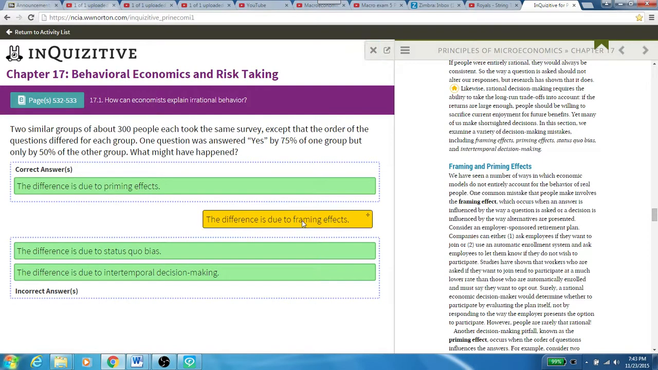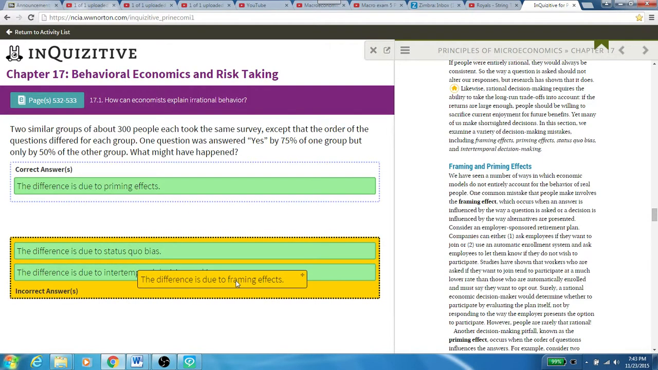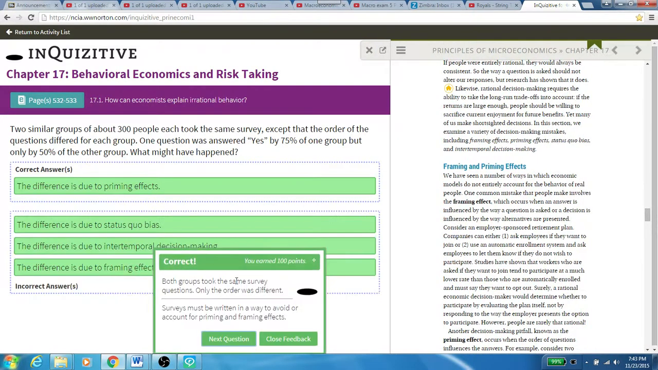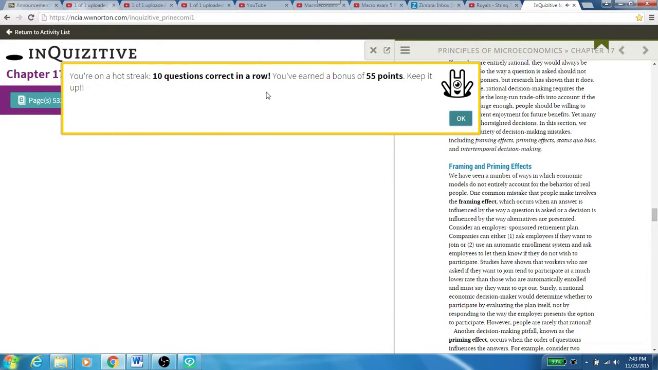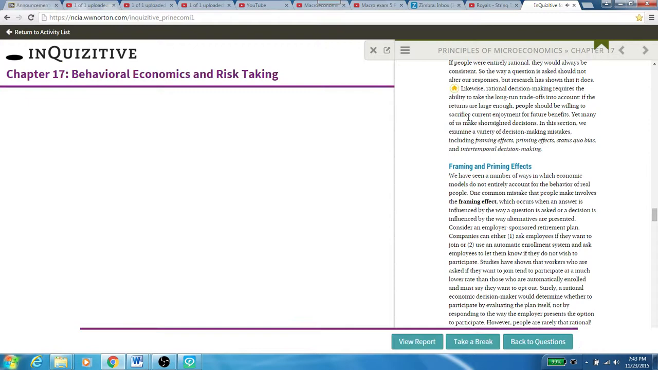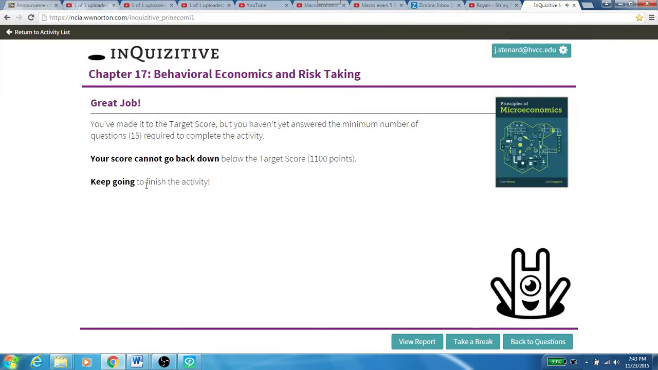Doesn't seem to be anything about the framing effect here. We're going to go down here, and we got it right. That's a tricky one, but we got it right just the same. 10 in a row, got some bonus points, doing swell. Great job. Score can't go below where we are, and back to questions.